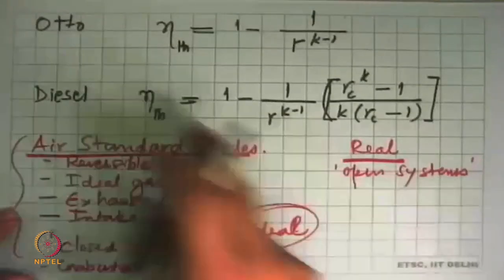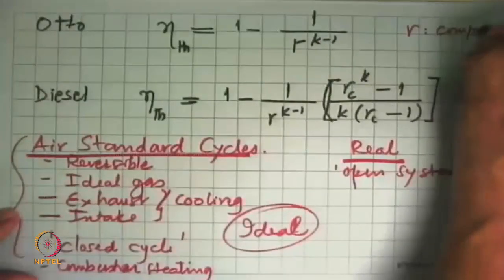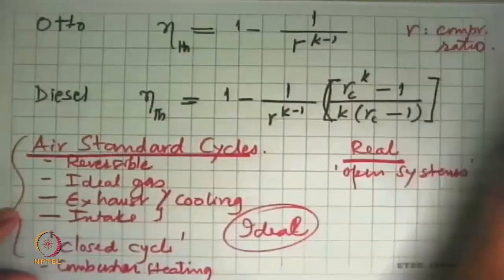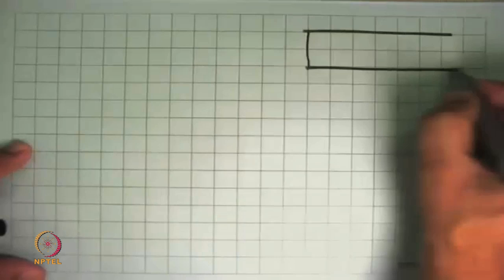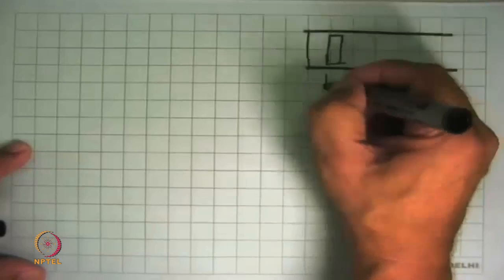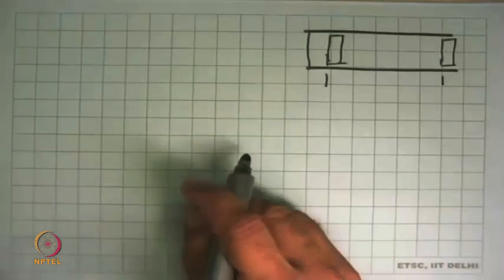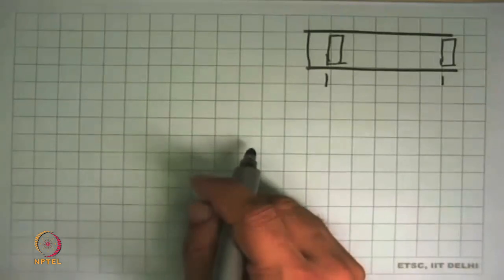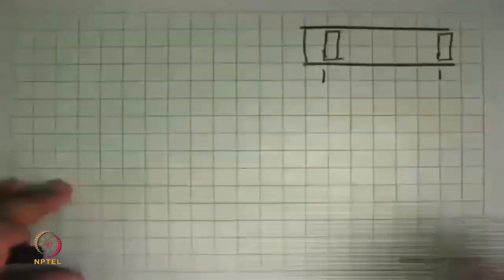So these are the formulae. Thermal efficiency of the Otto cycle is 1 minus 1 over r to the power k minus 1, where r is called the compression ratio. So what is compression ratio? In this cycle we have a cylinder piston arrangement where the piston moves between this extreme position and this extreme position. And this is standard in machines, whether it's a compressor or a reciprocating internal combustion engine.